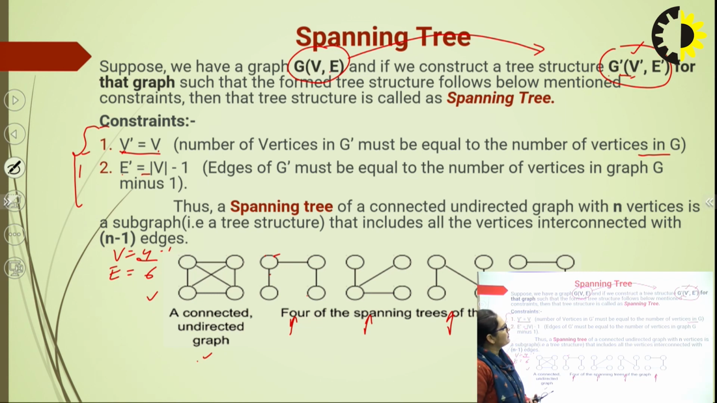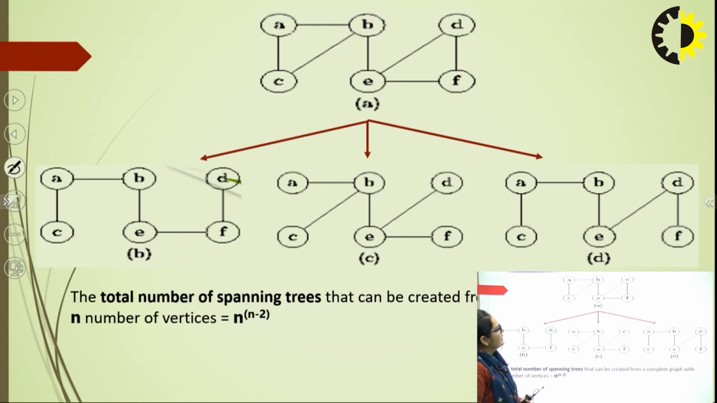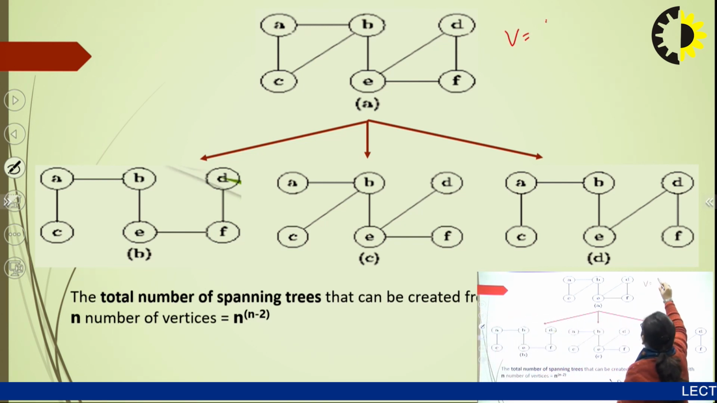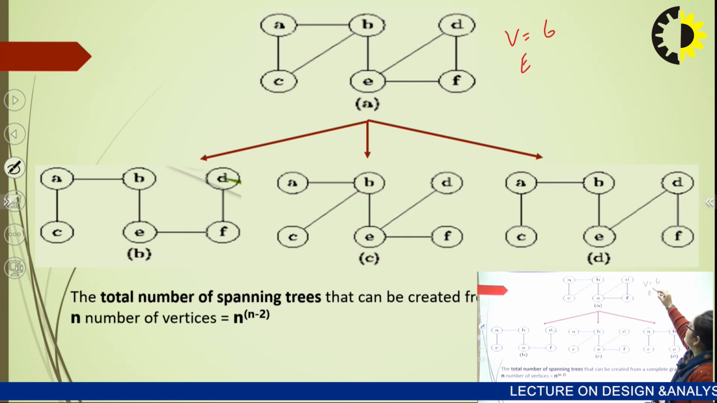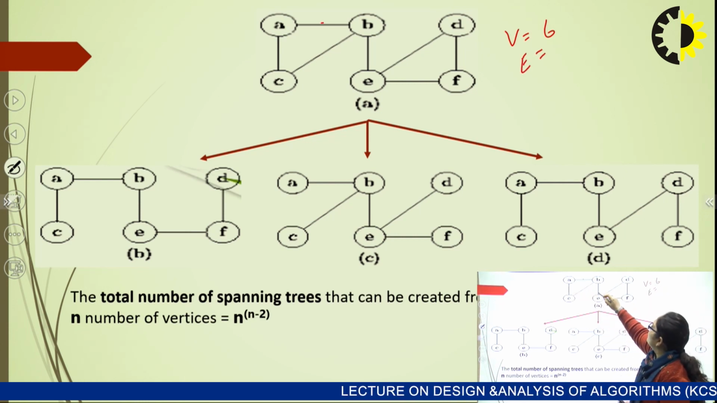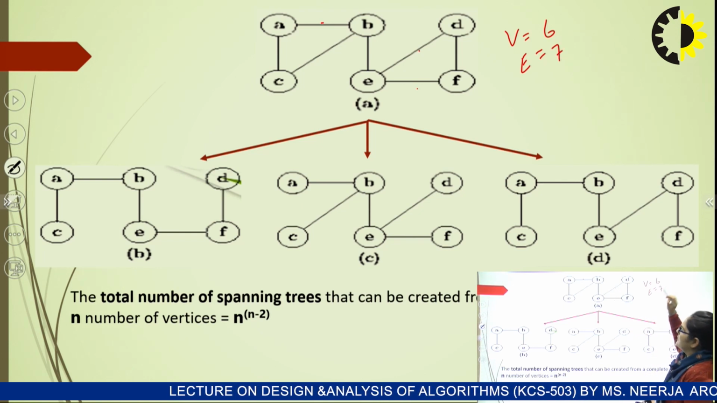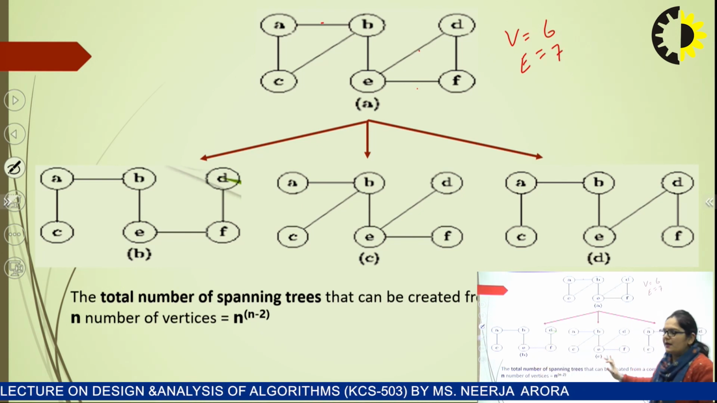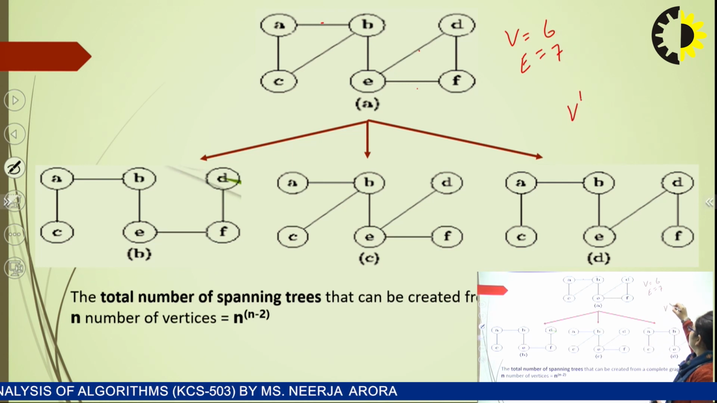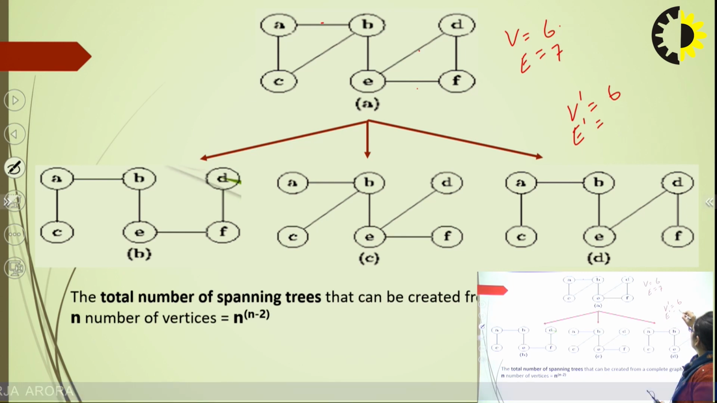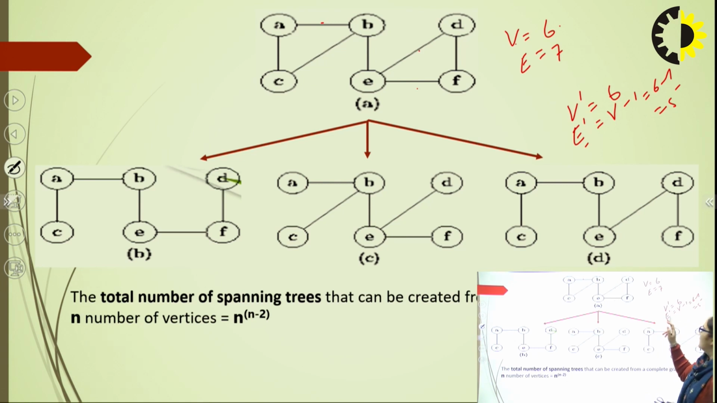Okay, this is another example in which we have 6 vertices and the number of edges are 1, 2, 3, 4, 5, 6, 7. 7 edges are there. So in the possible spanning trees, the number of vertices will be the same, that is 6, and the number of edges will be equal to the number of vertices in the graph minus 1, that is 6 minus 1. So the number of edges in your spanning tree will be 5.